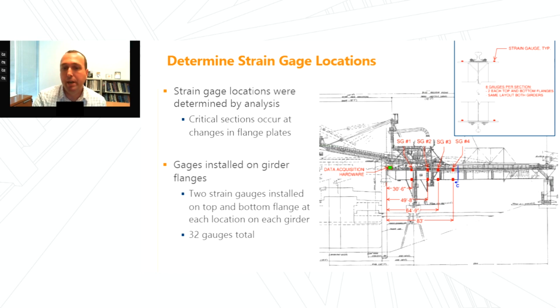But we also installed gauges at strain gauge 1, which is just adjacent to the cantilever span, and then at strain gauge 4, where it's in the middle of the main span. At each gauge location, we installed 2 gauges top flange and 2 gauges bottom flange, and then we installed it on each of the 2 girders. So at each location, there's 8 gauges being installed for a total of 32.